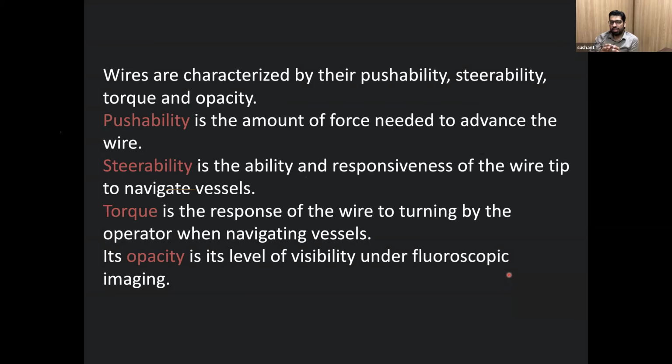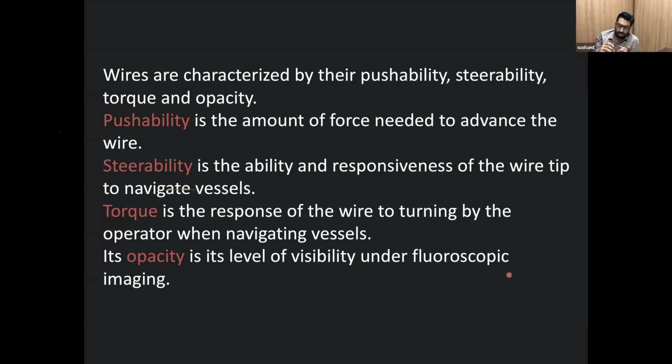Pushability is the amount of force needed to advance the guide wire through the catheter. We want that once we push a guide wire through the catheter, it goes up very smoothly, and the force we applied is reflected in the movement. Steerability is the responsiveness as we navigate through the vessels. It should go into a tortuous vessel and be easily steerable.